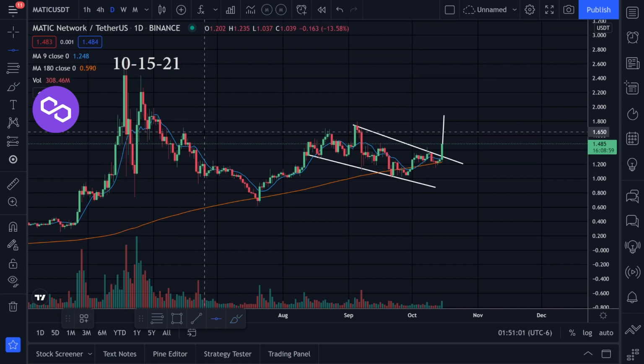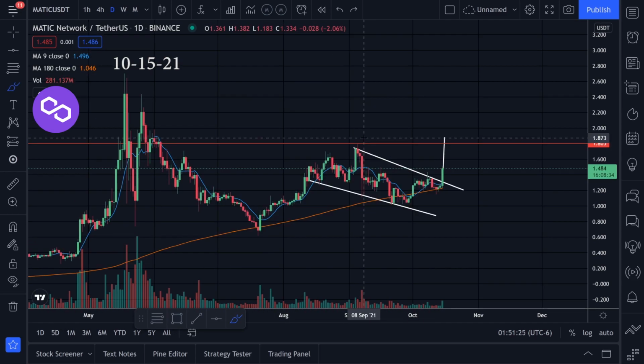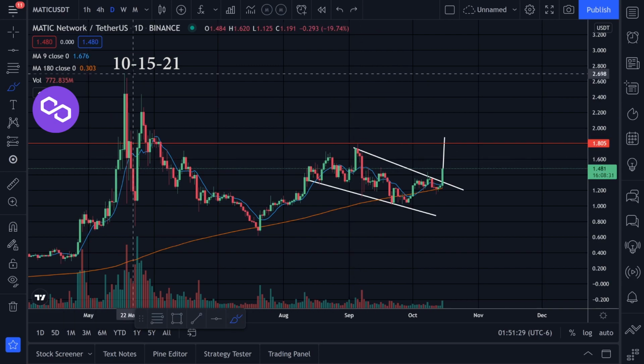2.46. Let's put like a horizontal red line, maybe something like this. I think if we could break this red line right here, we might be heading towards this previous top over here at around, like I was saying.